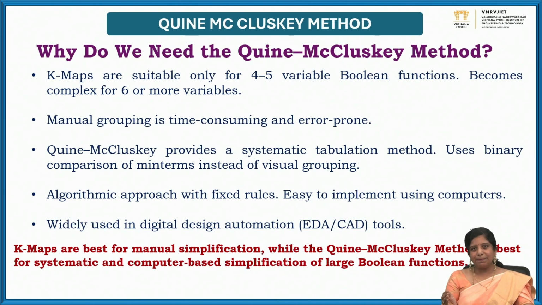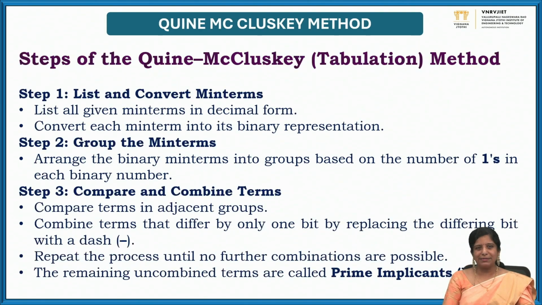Then you will find the prime implicants. Then you will find the essential prime implicants by drawing a prime implicant chart. Finally, you will write the minimal SOP expression. K-maps are best for manual simplification, while the Quine McCluskey method is best for systematic and computer-based simplification of large Boolean functions. So if we have more than 4 or 5 variables, we always prefer the Quine McCluskey method, or tabulation method.